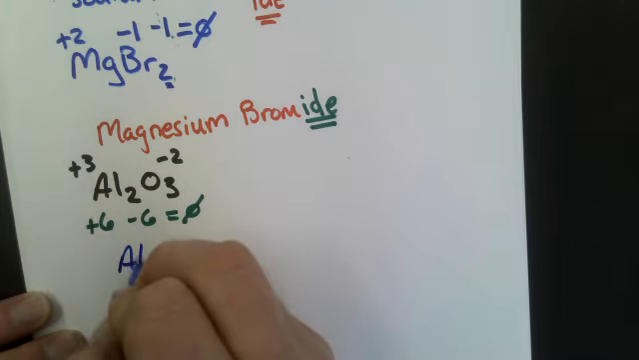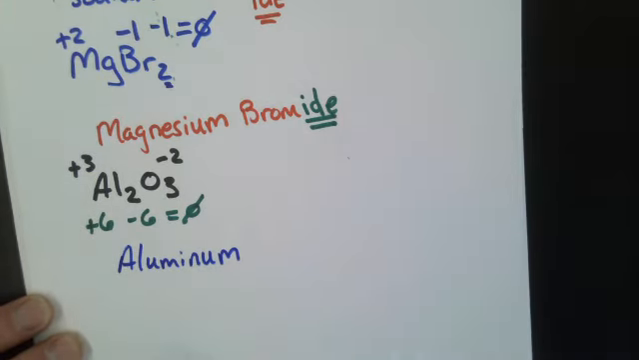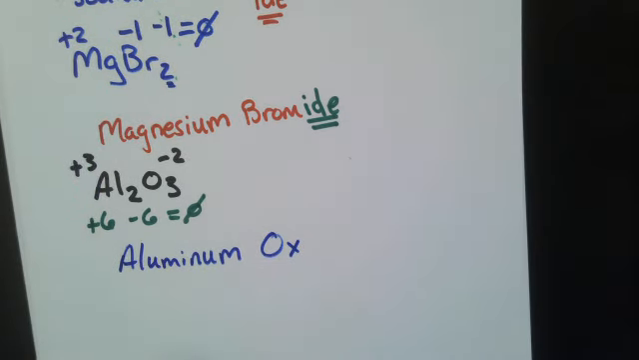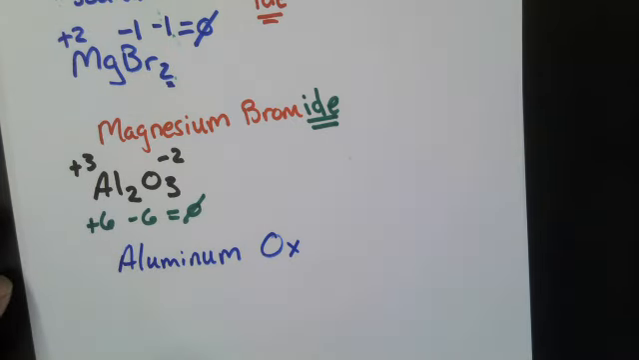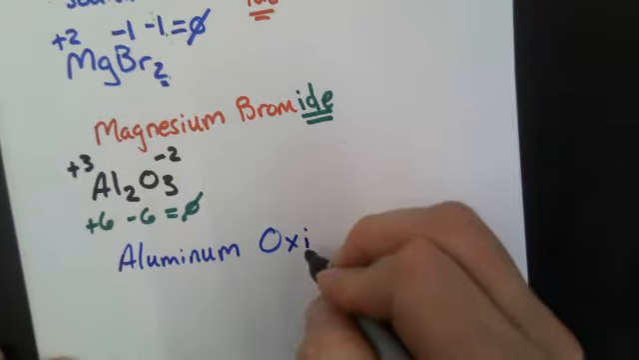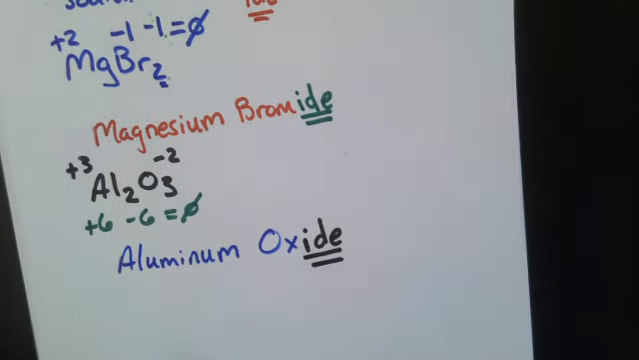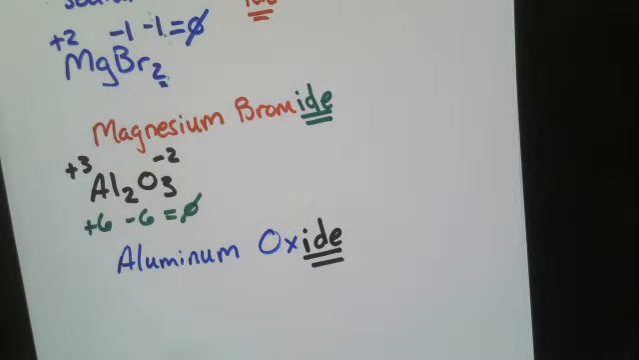From here, the metal name does not change. And oxygen's a little bit of a goofy one because we take off more letters than just the last couple. We're actually going to take off the YGEN, and we're just going to add, let me change colors here so that we can see it a little better, oxide for that. So aluminum oxide is the answer to the name for Al2O3.